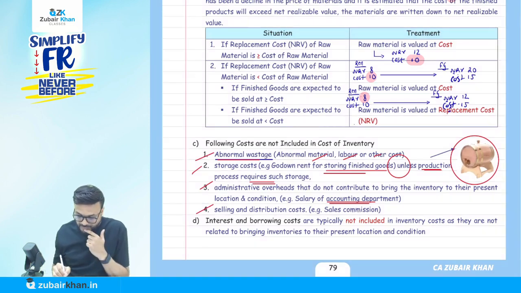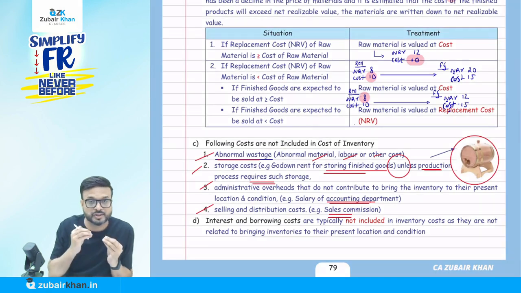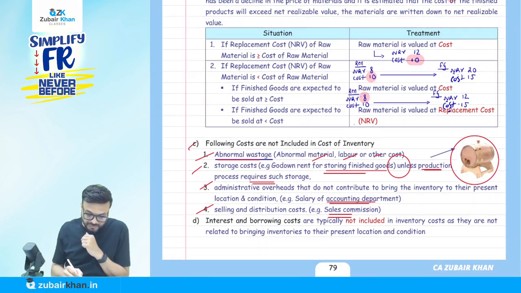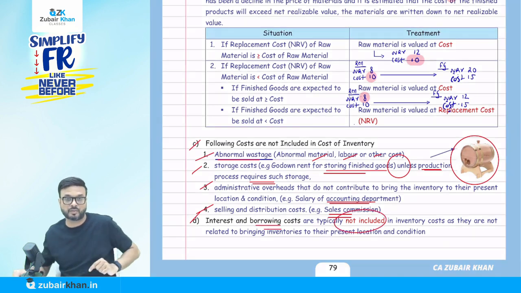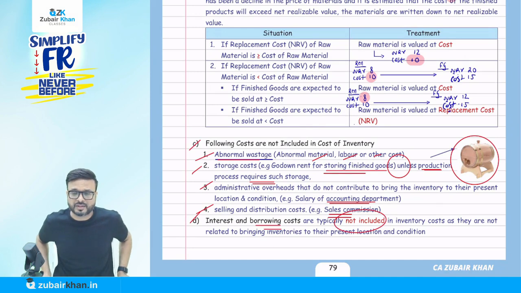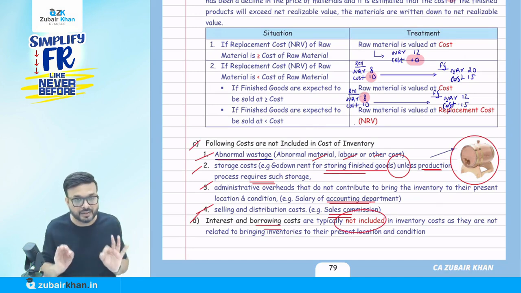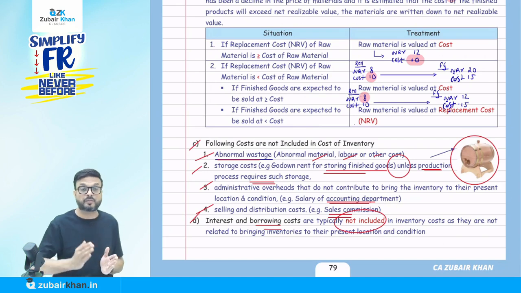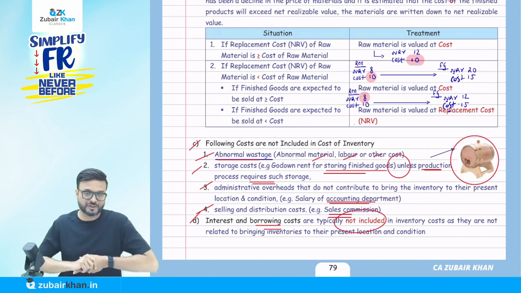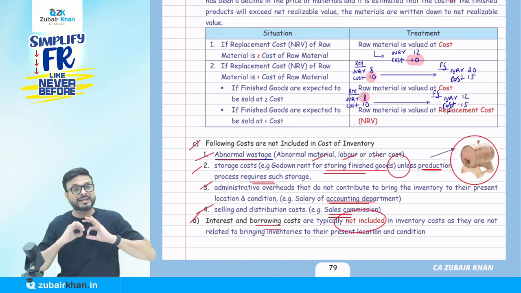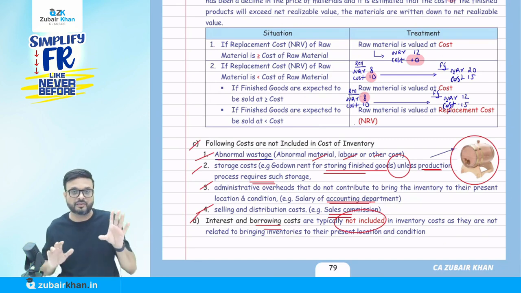Selling and distribution costs, like sales commission, are also not a part of the cost of inventory. Now also the D point, interest or borrowing cost, I will cover in Accounting Standard 16. Generally, interest or borrowing cost is not a part of the cost of inventory. I am saying generally, but there is one exception that we are going to cover in Accounting Standard 16. But in general, borrowing cost is not a part of the cost of inventory.